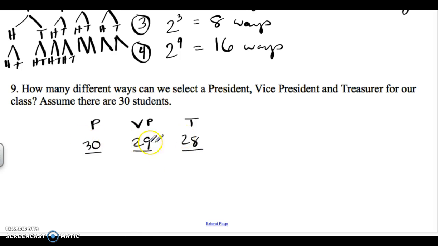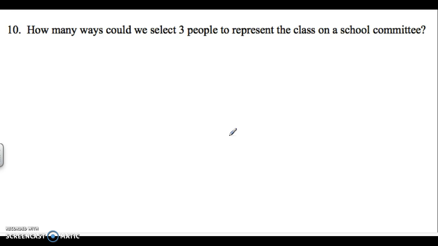So if we want to find all the different ways, it's basically multiplying these together. 30 times 29 times 28, and we come out with 24,360 ways. Number 10, this one's a little bit different. How many ways could we select 3 people to represent the class on a school committee?